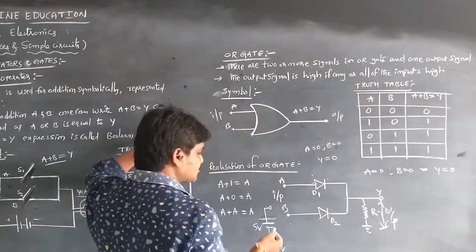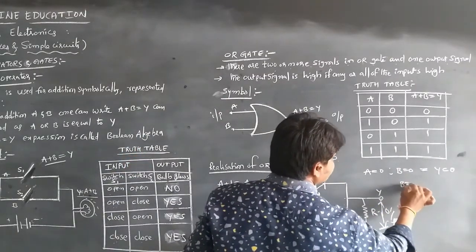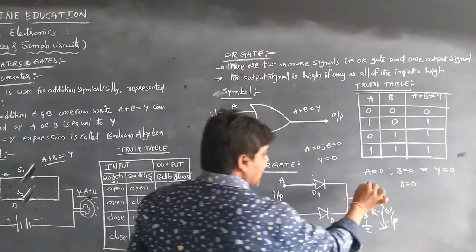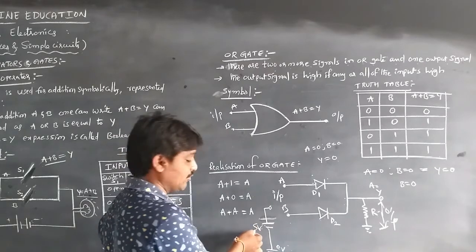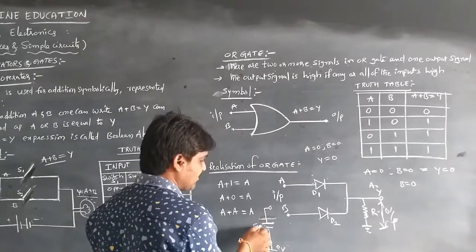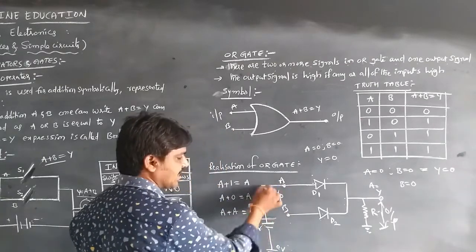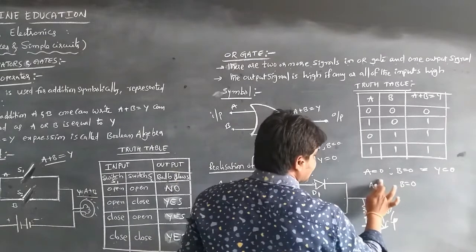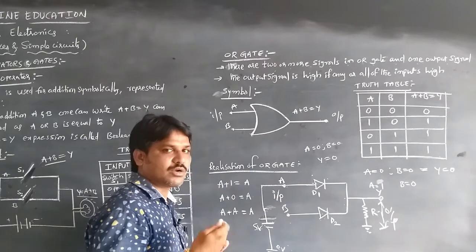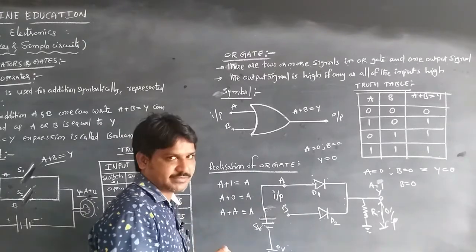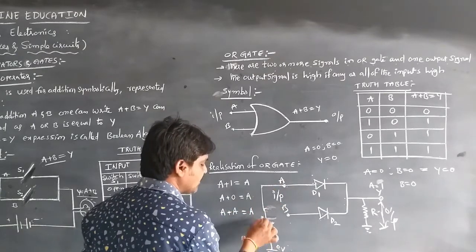For example, B is grounded. Whenever B is grounded, B is equal to 0. A is connected to a battery which is applying 5 volts. So that's why we are connecting the 5 volts battery to A. Whenever A is connected in the circuit, it is considered as A is equal to 1. A is 1 means it is a closed circuit, means it is applied. So we are giving 5 volts.